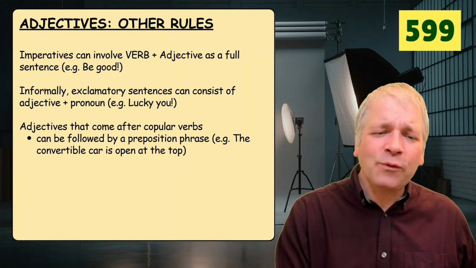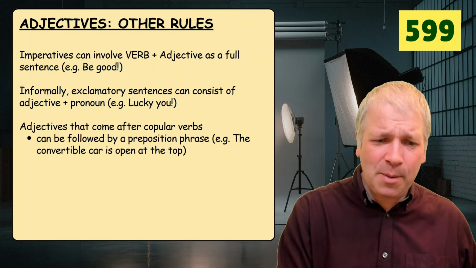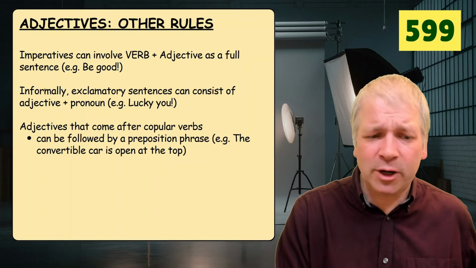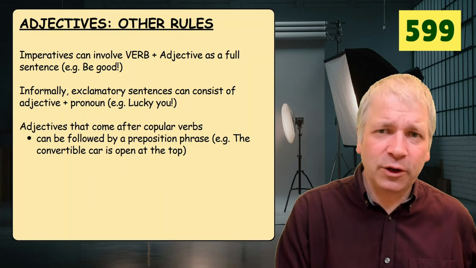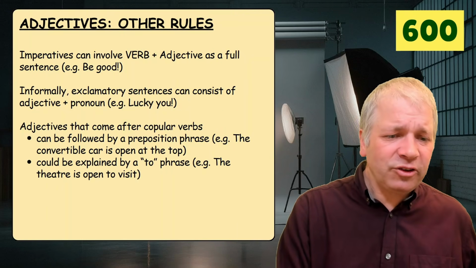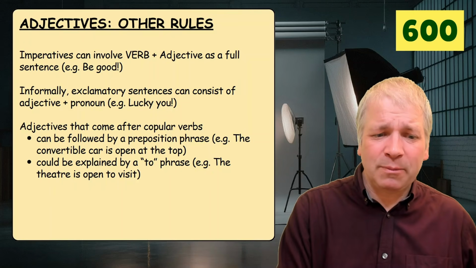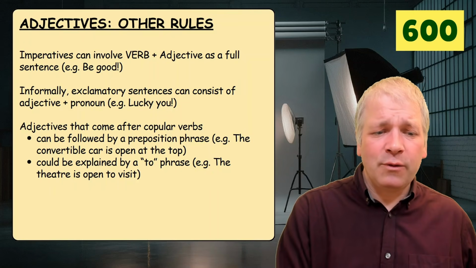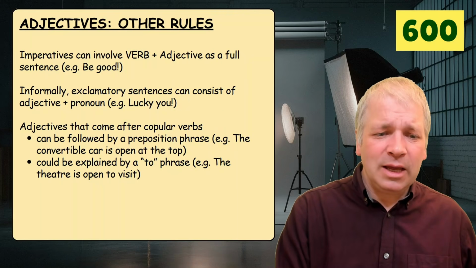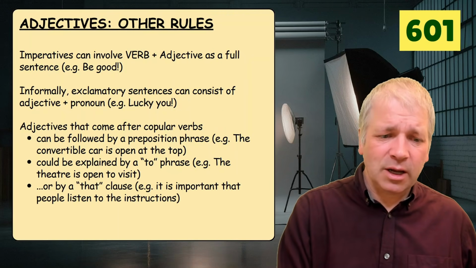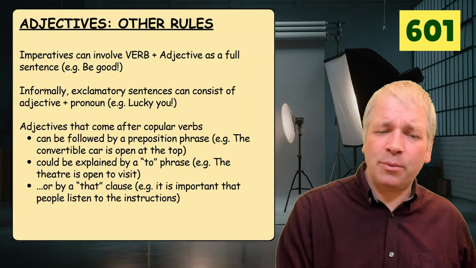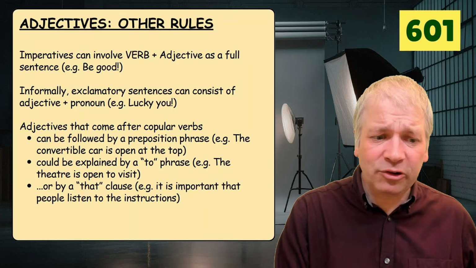Adjectives that come after copular verbs can be followed by a preposition phrase. For example, the convertible car is open at the top. And adjectives that come after copular verbs could be explained by a to phrase. For example, the theatre is open to visit. Another way is with a that clause. It is important that people listen to the instructions.